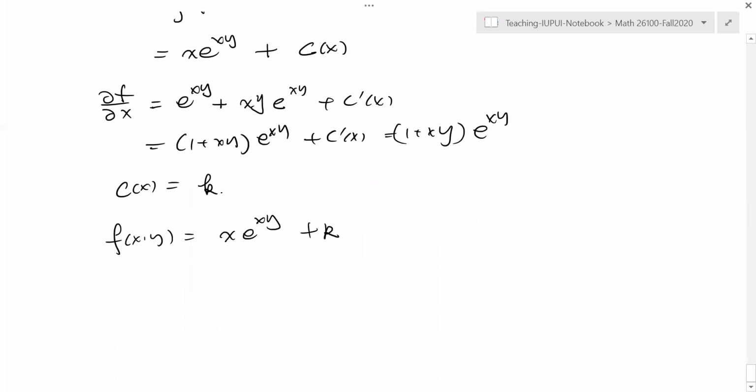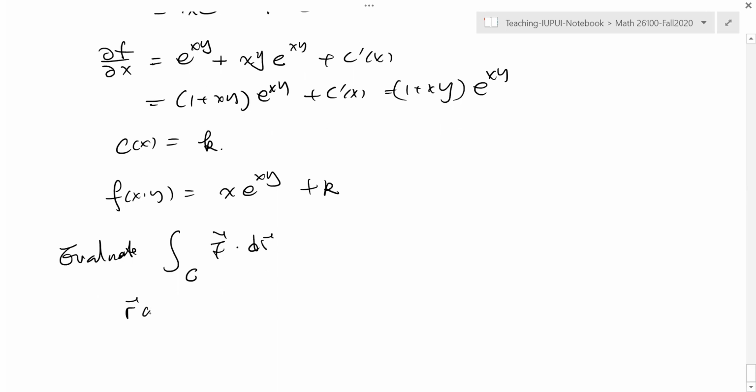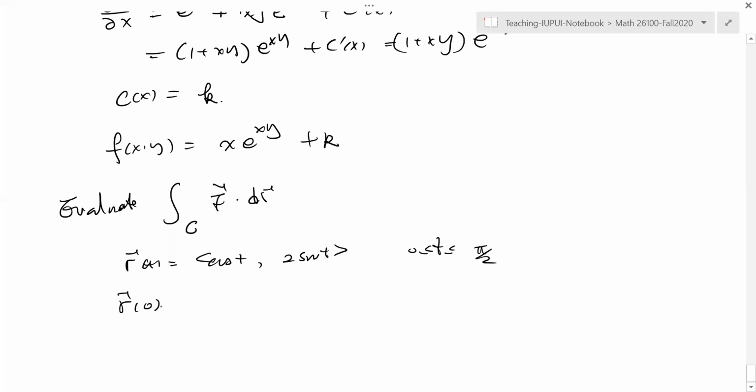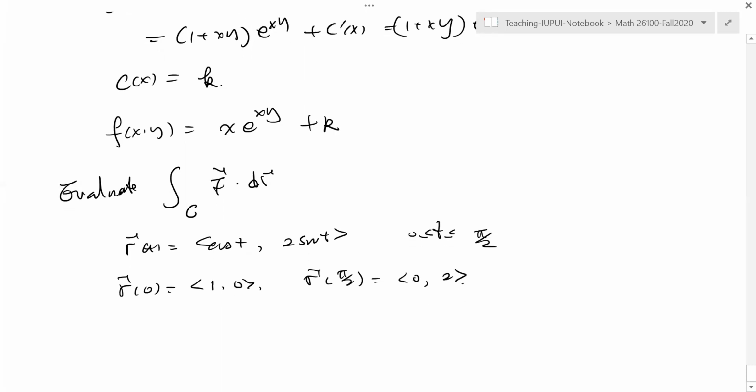So now, once you get this, what is the question? The question says to evaluate this integral, where r of t is cosine t plus 2 sine t, with t between 0 and pi over 2. So our starting point is (1, 0) and the ending point is (0, 2). Those are the 2 points, that's all we need.